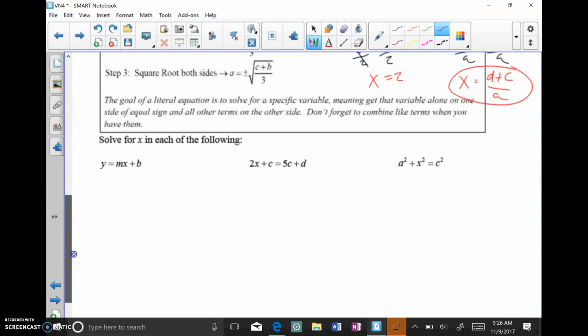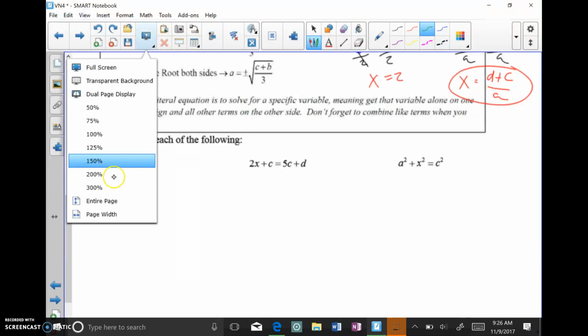All right, try a couple of problems down here. Now, again, we're solving for x in each of these. So first, find x. Here it is on this first one. Let me zoom in for you.